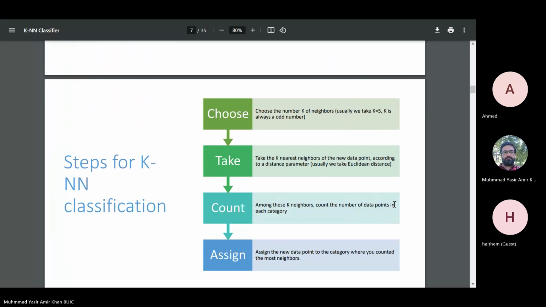So what does it mean? Yes, Amit, can you please elaborate? When I say that the neighbor belongs to a particular category, what does that mean?